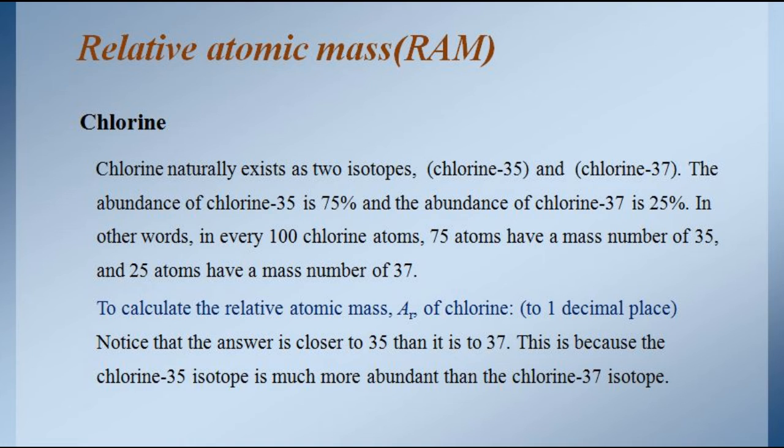See the formula: the average mass of the atoms of the element. For chlorine, the average mass is (75 × 35 + 25 × 37)/100, which is 35.5. We substitute that value in the numerator, then divide by 1/12 of the carbon-12 atom. Carbon-12's mass number is 12, so the denominator value is 1. So we got the value 35.5. In this way we have to calculate relative atomic mass.